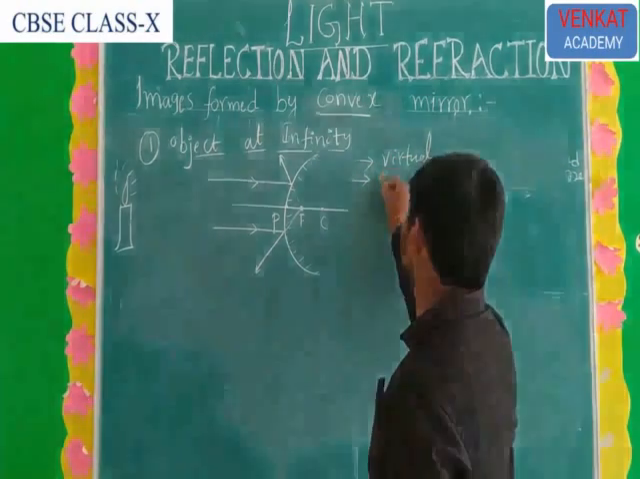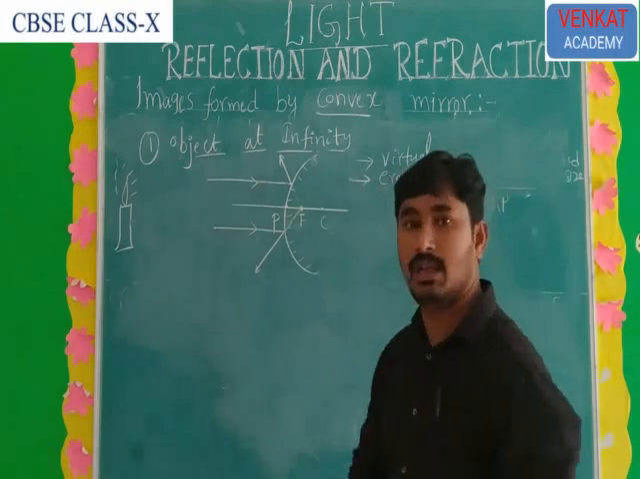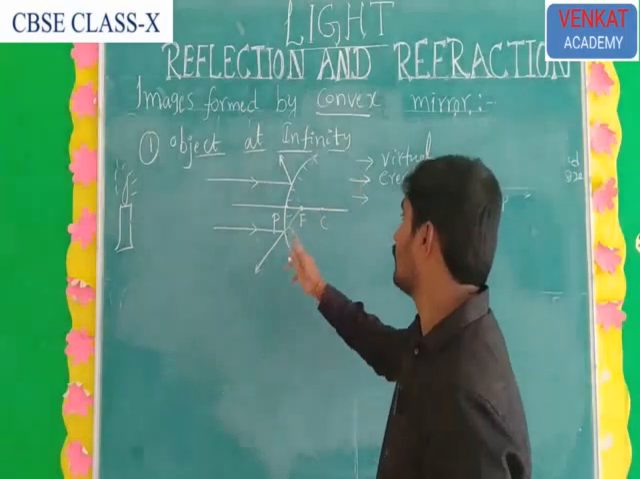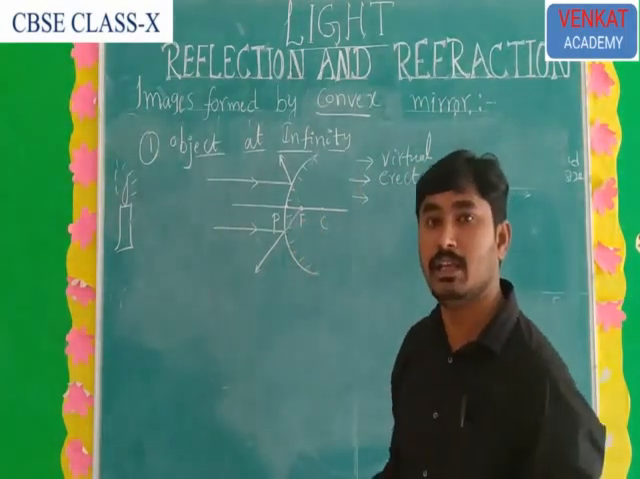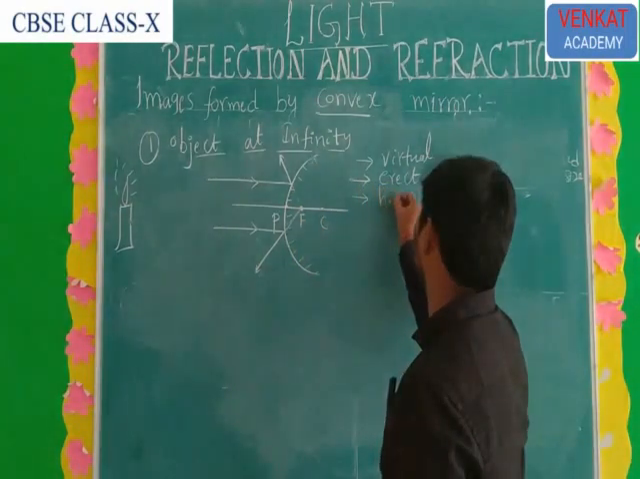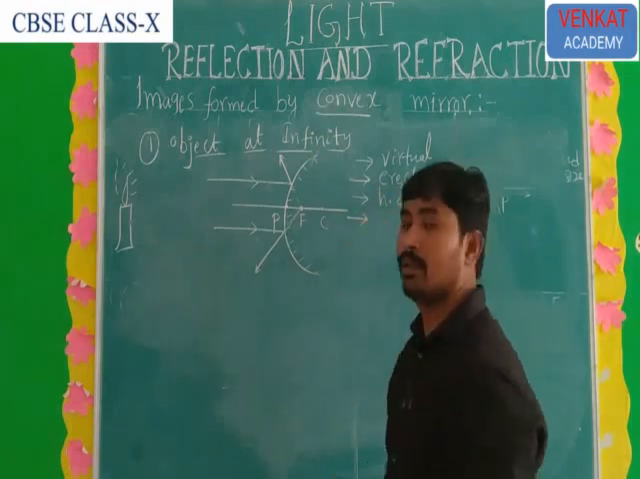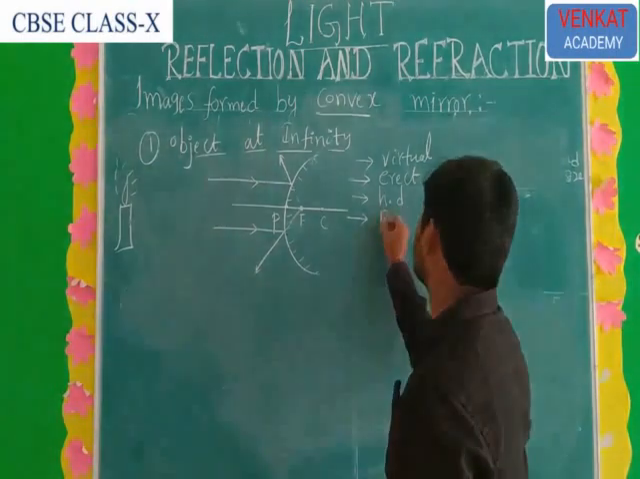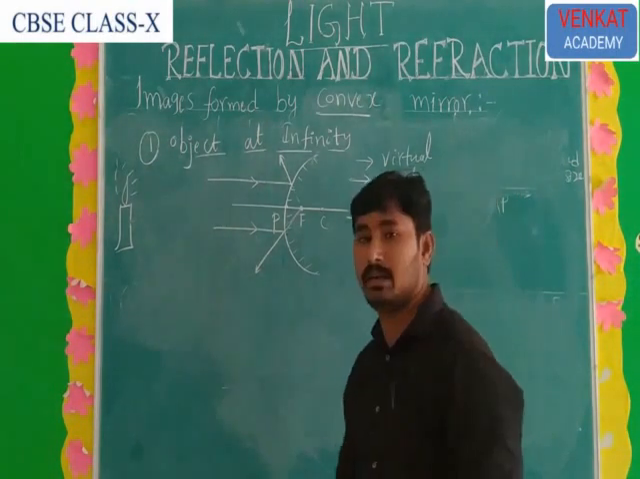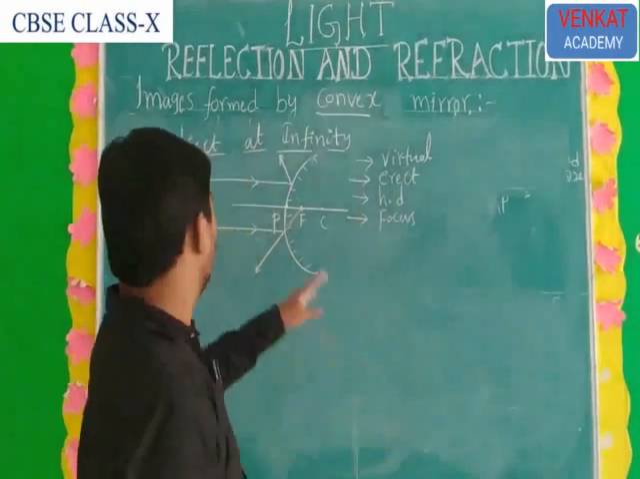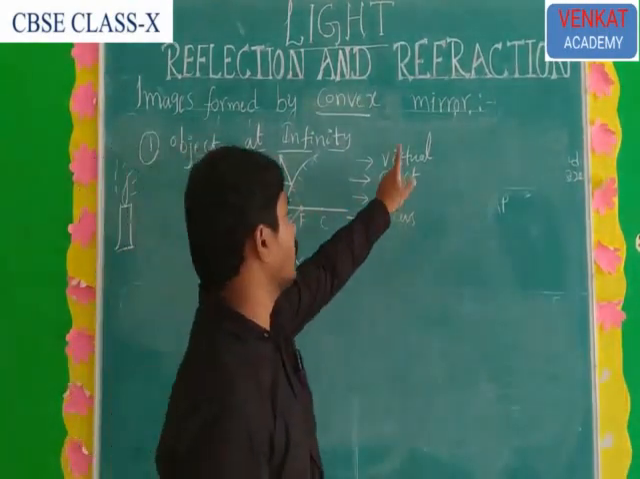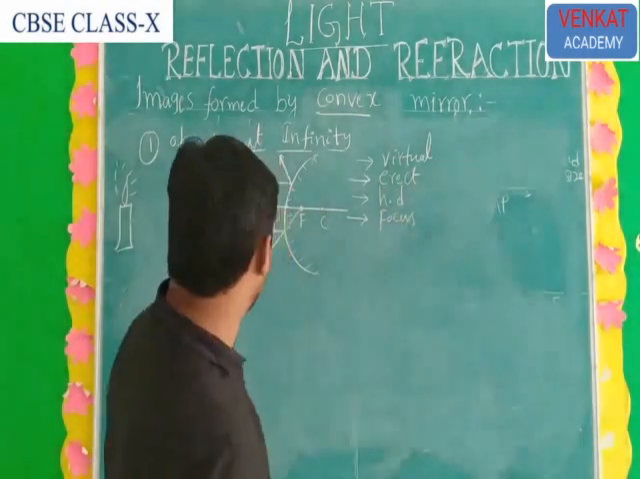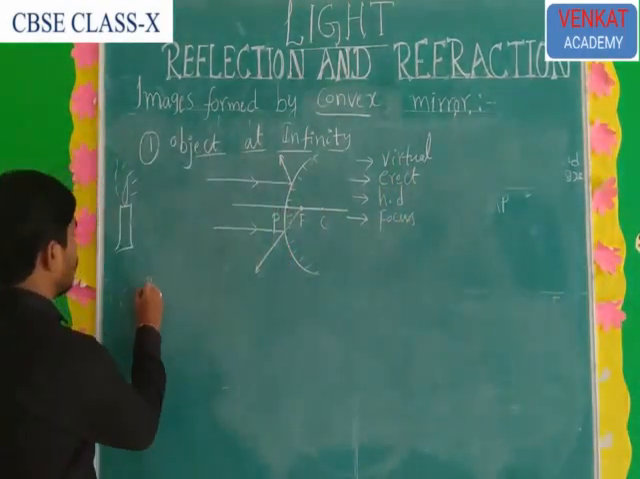Okay, virtual image, and it is erect. Virtual erect. Then what about size? Size is very small, that is, highly diminished. What about position of the image? Image formed at focus. Understand? First condition, object at infinity: image is virtual, erect, highly diminished, formed at focus. Yes. Second one. What is the second one?